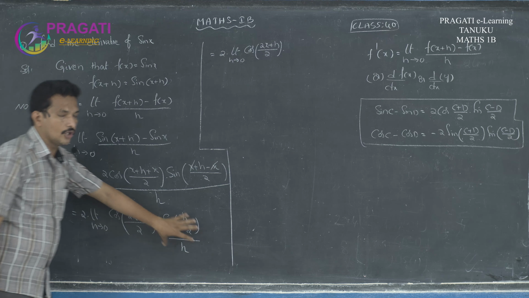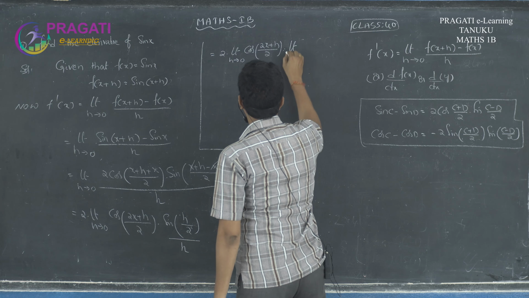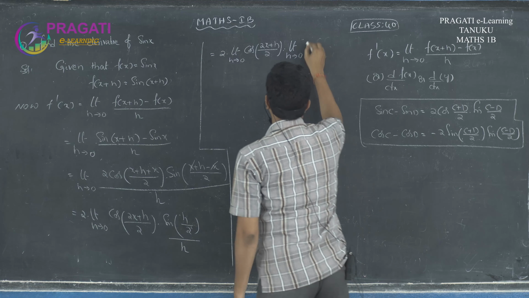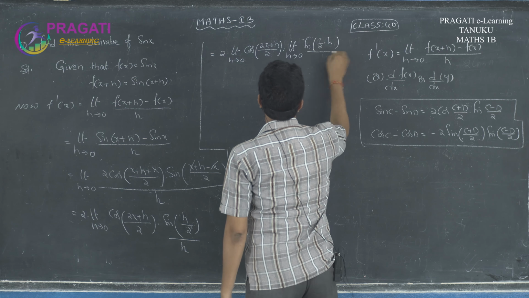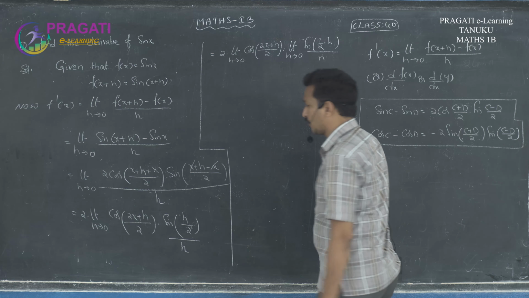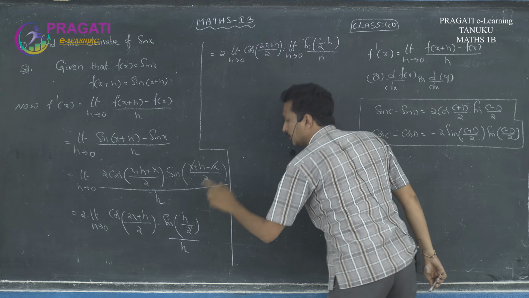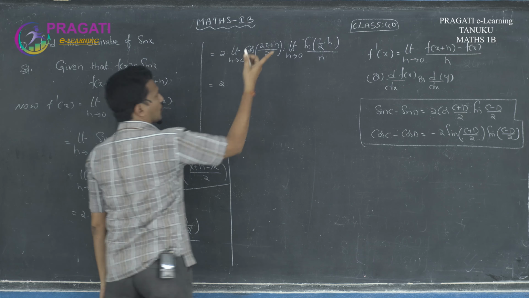Limit x tends to a of f of x into g of x is equal to limit x tends to a of f of x into limit of g of x. Here it can be written as, you observe, sin of 1 by 2 into h by h. Okay, students, you observe that 1 by 2 into h is equal to h by 2 here. The first one is directly substitution.